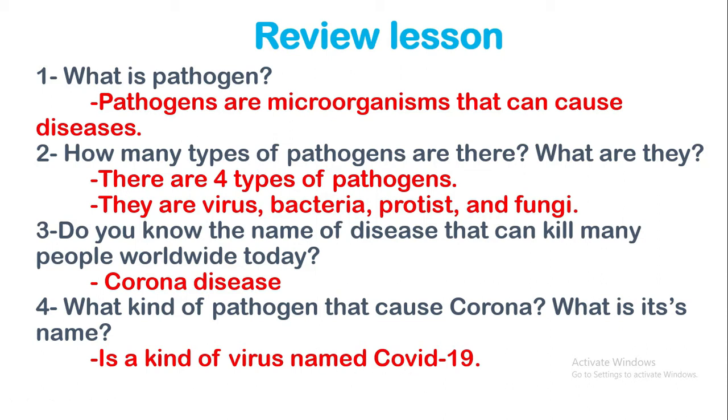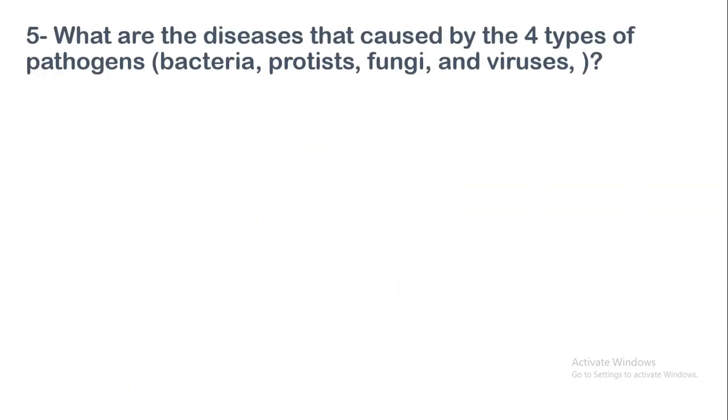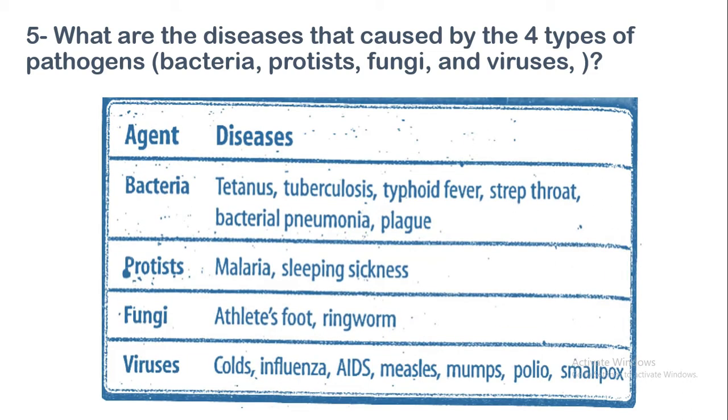Okay, now move to another slide, please. Number 5 is the last review question. What are the diseases that are caused by the 4 types of pathogen? Bacteria, protists, fungi, and virus. Because we already studied this, let me check it in this table.